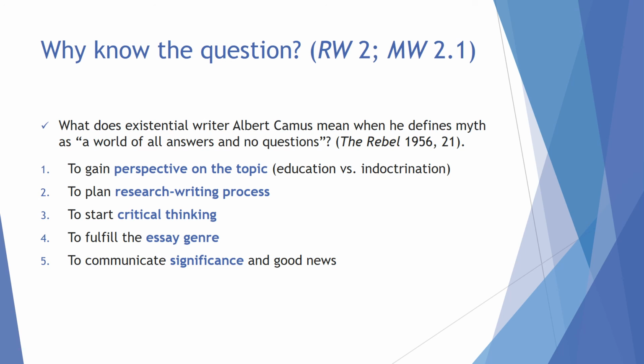Second, to plan out the research writing process. One has to have a research question to do focused research. Once one has the question and a hypothesis, one can read primary sources strategically, search for secondary sources effectively, and evaluate all information more critically. As a result, the temptation of plagiarism is minimized.